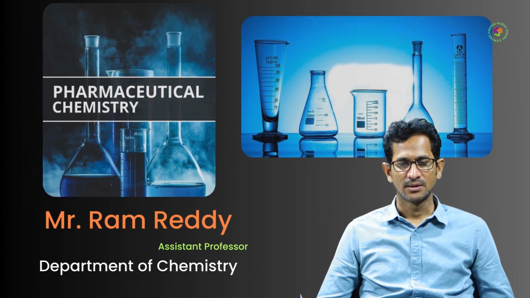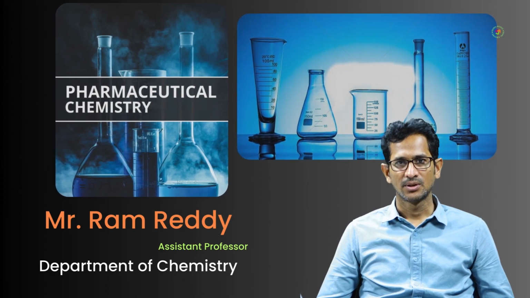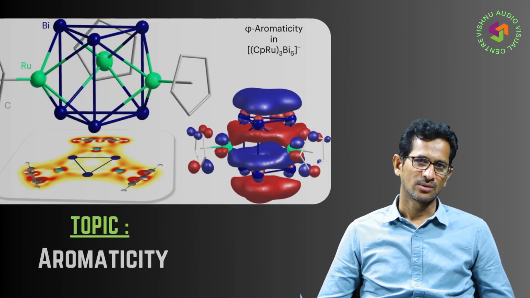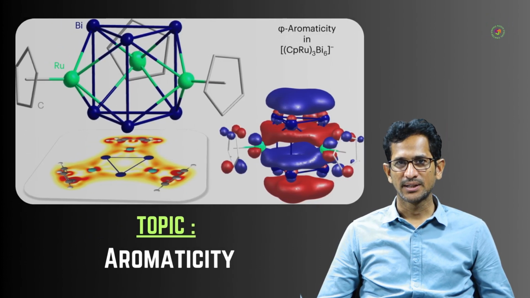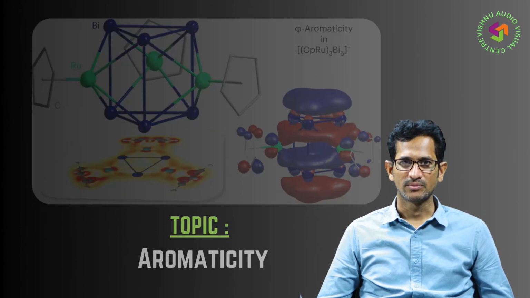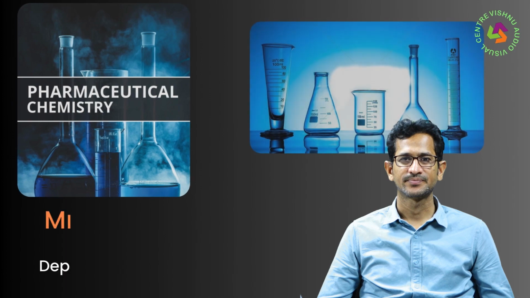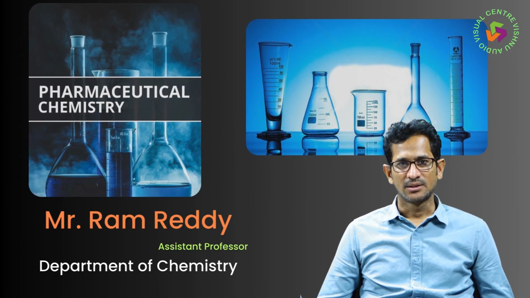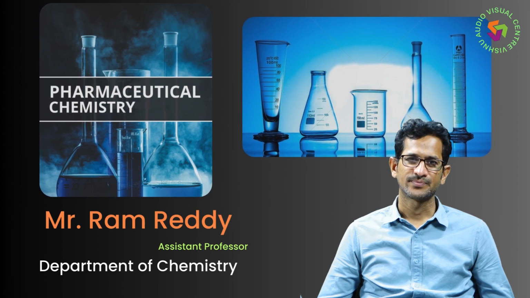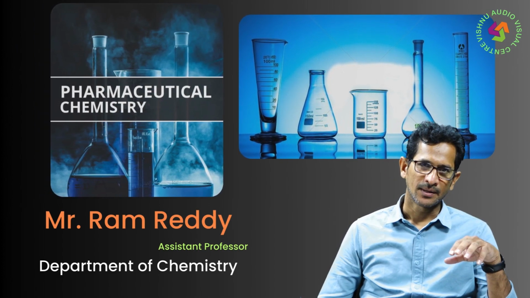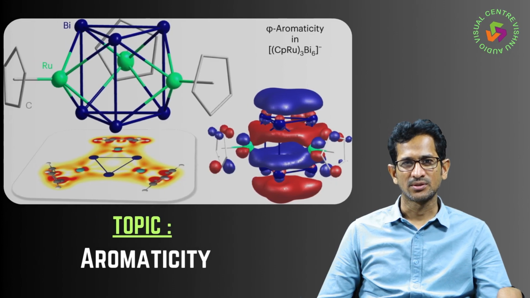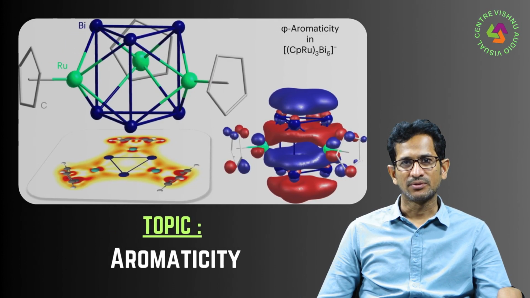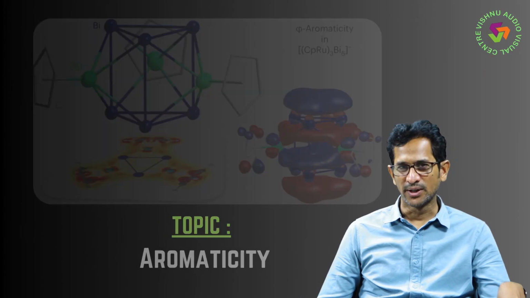Today's topic is aromaticity. We are going to discuss the importance of aromaticity, why aromatic compounds are more stable than aliphatic compounds, then how to distinguish between aromatic, anti-aromatic, and non-aromatic compounds. Then we will discuss the classification of aromatic compounds based on the nature of benzene derivatives.